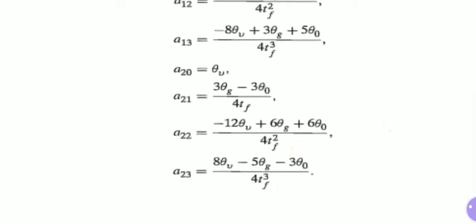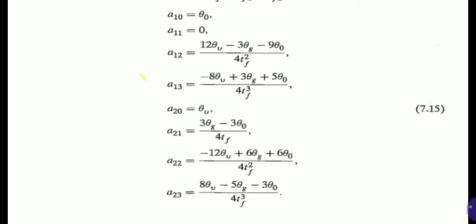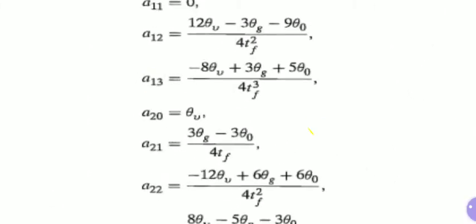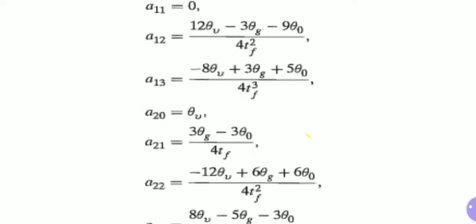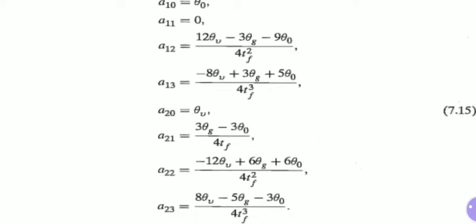Directly we will solve the numerical. And the remaining one, like a12, that we will get with the help of this expression. So whenever the via points are given, we will have to compute the values of coefficients a10, a11, a12, a13, a20, a21, a22 and a23 with the help of this expression. Here theta v is nothing but the via angle, while theta f is the final angle and theta 0 is the initial angle.